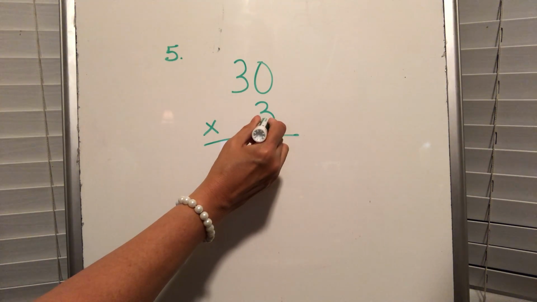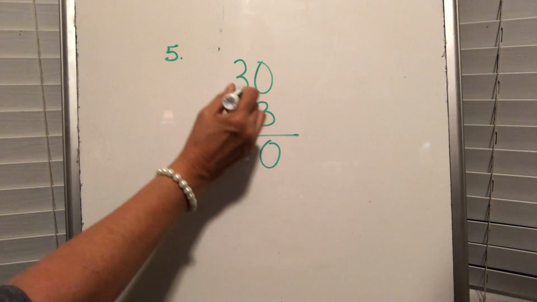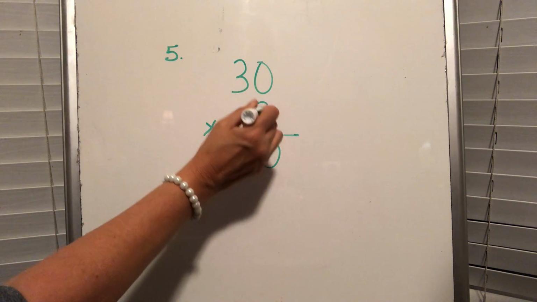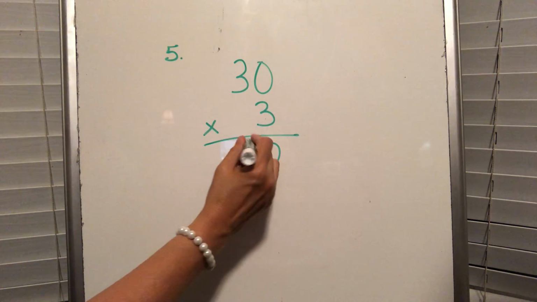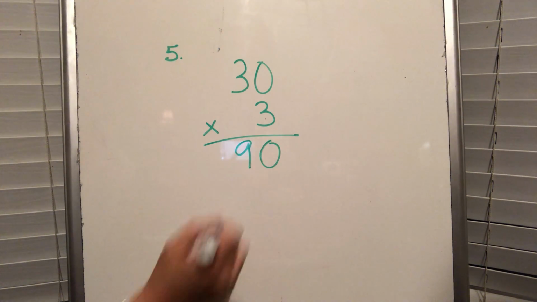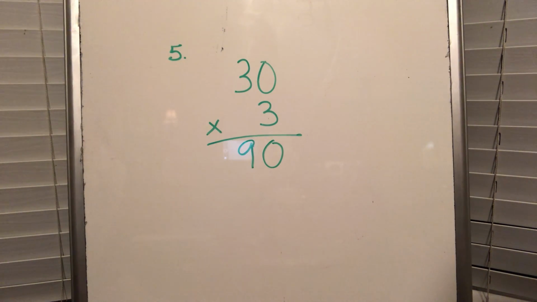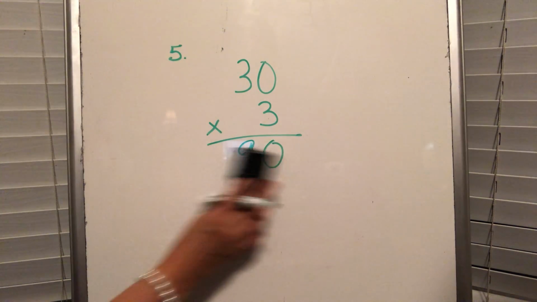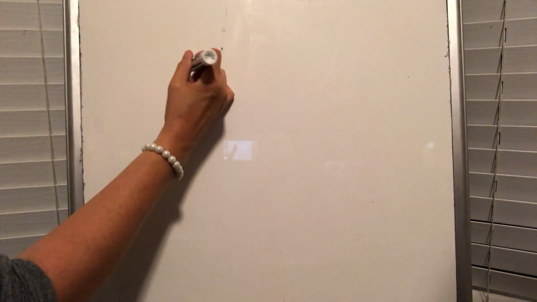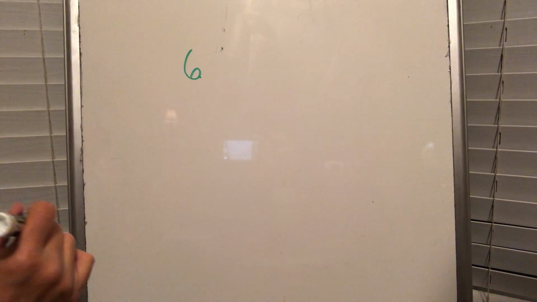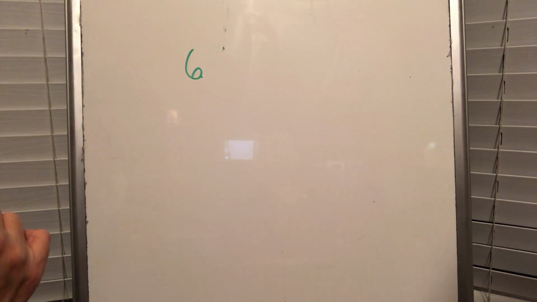Now we're going to cross multiply. We're going to take that 3 and multiply it times this 3. 3 times 3 is 9. Okay, so 30 times 3 is 90. All right. Move on to the next one. Just going to go right through each one of these problems with you. I just want to go step by step.